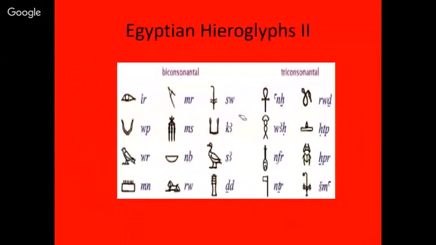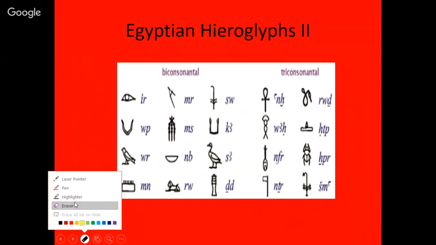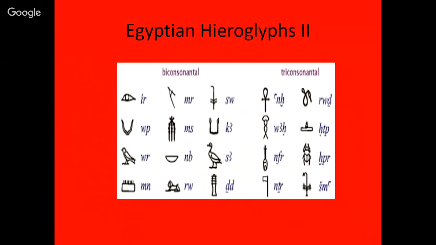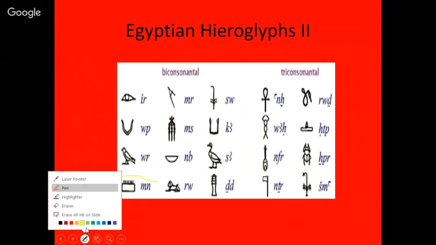Okay, next slide. Now, Egyptian hieroglyph part 2. Biconsonantal, triconsonantal. So what are we looking at, brothers and sisters? Biconsonantal, right? And we want to show what we're talking about, brothers and sisters, in this regard. I want to make it a different color.